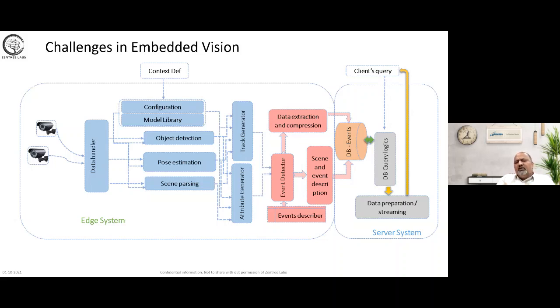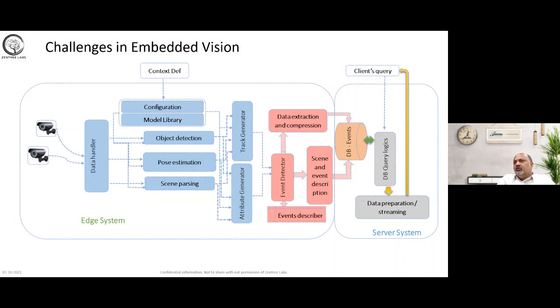Most generally, what you want to do in vision is object detection. When human interaction is there, most of the time you'd be talking about pose estimation and how the human is interacting with the environment around them. The third thing is scene parsing: what are its surroundings, what objects exist in the surroundings, and how the human is interacting with the surroundings and fellow humans. So you need to track both moving and non-moving objects here.